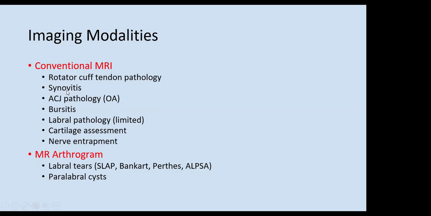MRI is a very popular imaging test for assessing various shoulder joint pathologies. There are two techniques used for imaging the shoulder, either conventional MRI or MRI arthrography. These are the two techniques we tend to use most of the time for patients with shoulder disorders. Conventional MRI is the default, the general MRI technique, and it can be used for various pathologies, whether it's rotator cuff pathology, synovitis, bursitis, cartilage assessment, or nerve entrapment. MRI arthrography is reserved for assessing the labrum and various labral pathologies, Bankart and Bankart variants and SLAP tears. These are the indications for doing MRI arthrography.